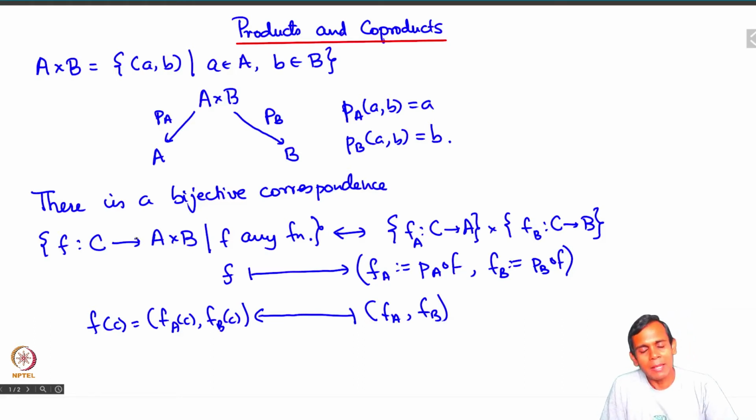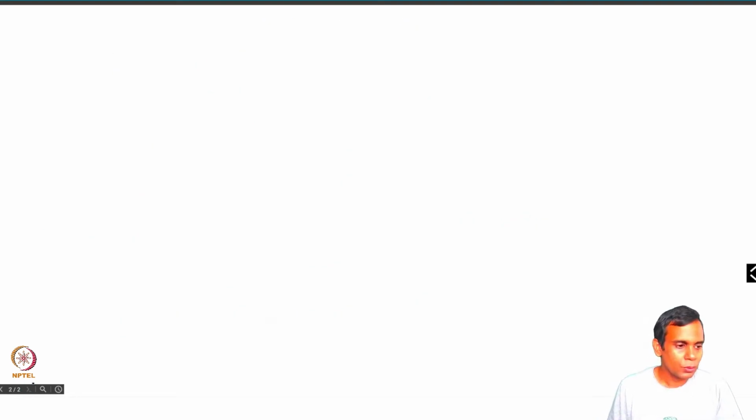So the game is somehow to take the notion of a product and rewrite it in such a way that we do not talk about elements of sets, but we only talk about objects and arrows. We would like to rewrite the notion of a product purely in the language of category theory. So let's do that, and that definition is the category theoretic definition of product.